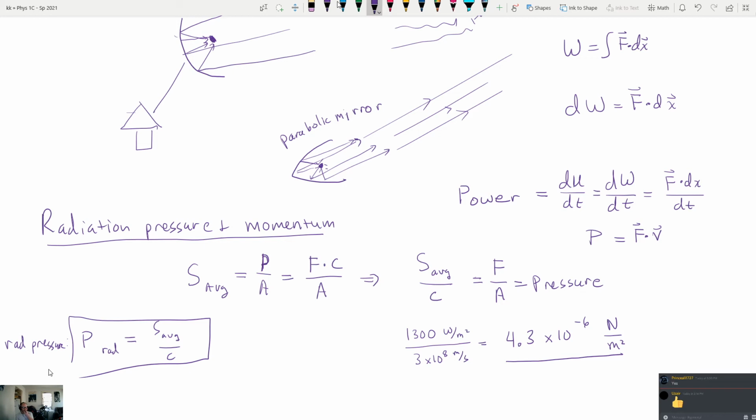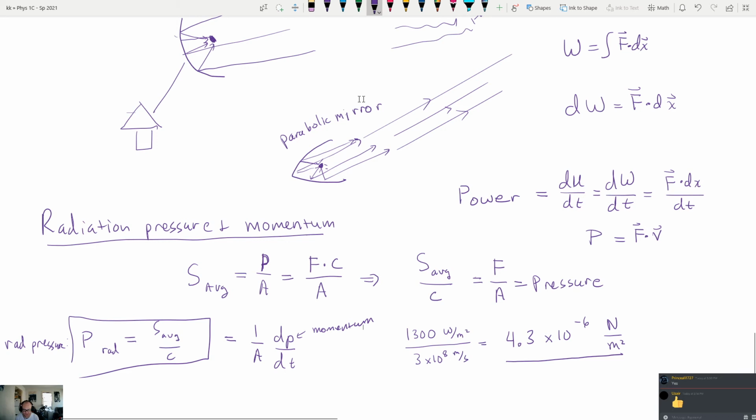We can also talk about momentum, because force can also be described as the rate of change of momentum, right? So this could also be written as 1 over A dp dt, where now this p is momentum. Okay, and this is important because we can use these for what are called solar sails to actually make things move.